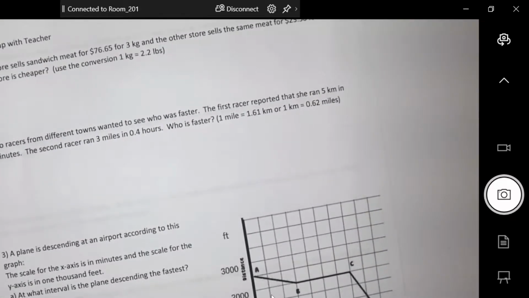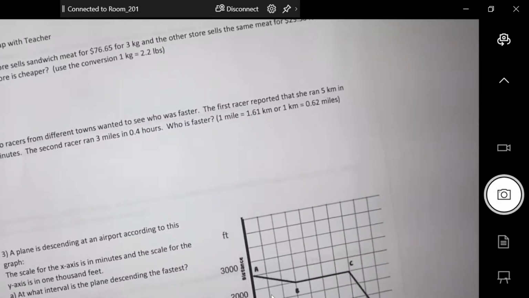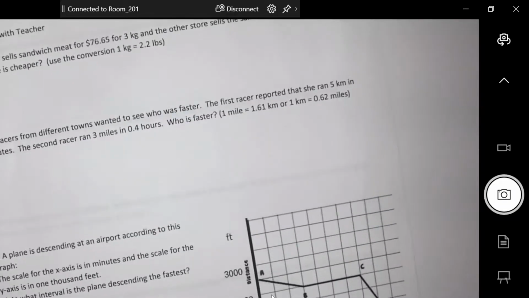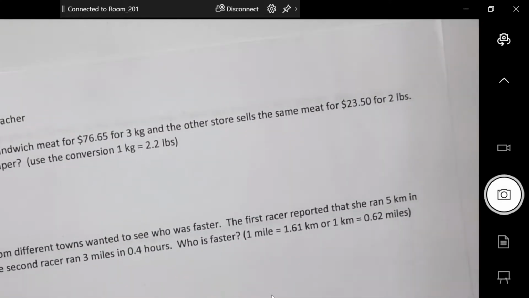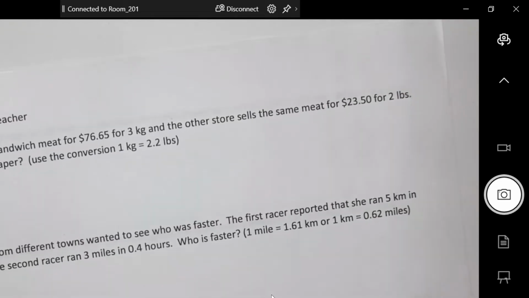Okay, we got one store that is $76.65 for 3 kgs. The other store is $23.50 for 2 pounds. Which store is cheaper? So, what do you want to do? Everything with pounds or everything with kgs? It doesn't matter at this point. Somebody just pick. What are we going to pick?